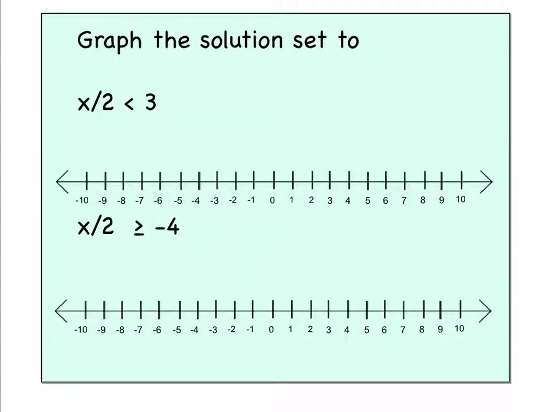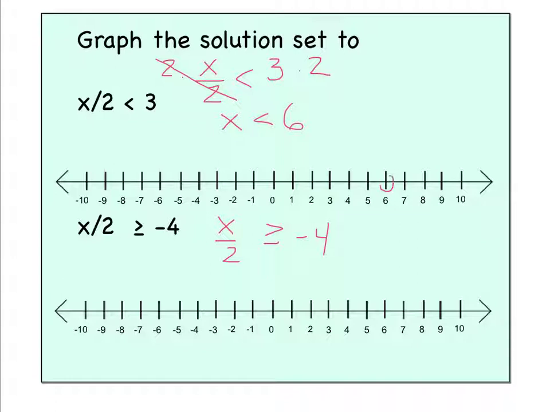I'm going to rewrite these ones because, like I told you before, I don't like how they look when they are just typed like this. So we're going to multiply by 2 on both sides, and we get x is less than 6. So I'm going to put an open circle, and all the numbers that are less than 6 go to the left. Multiply by 2, multiply by 2. X is greater than or equal to negative 8. So we go to negative 8. We have to put a closed circle this time. The ones that are greater go to the right.